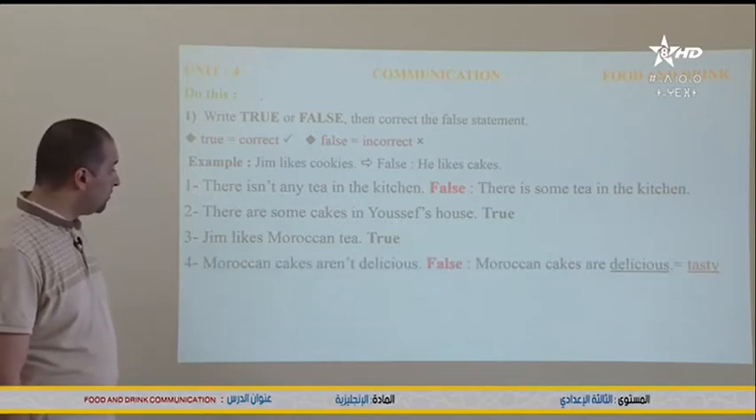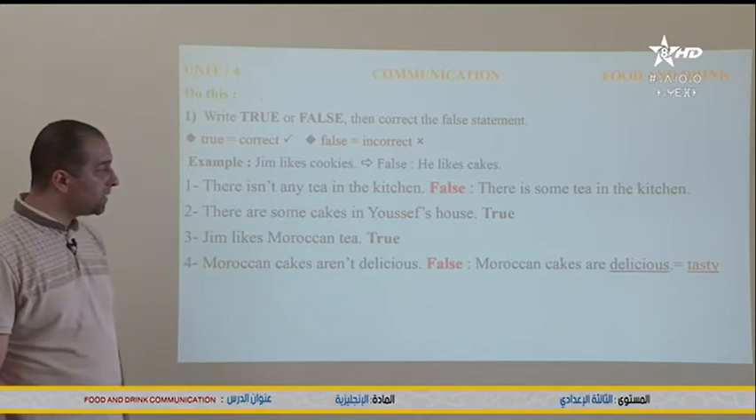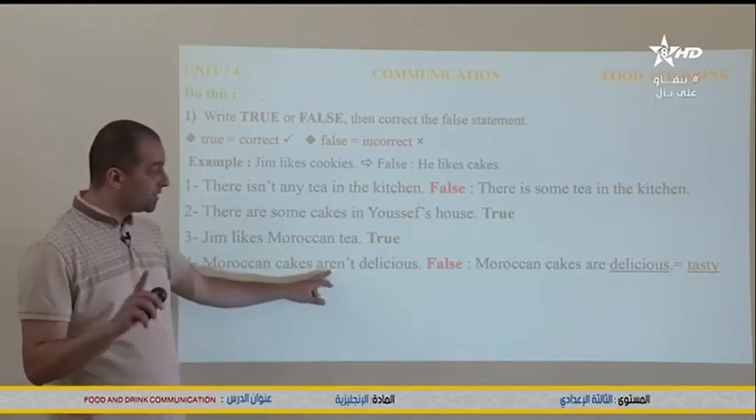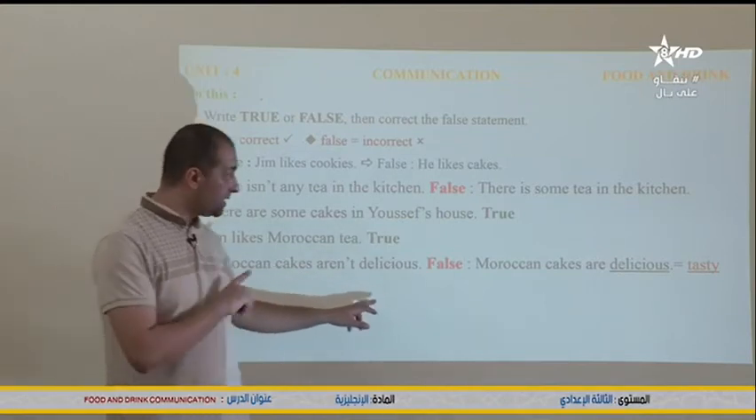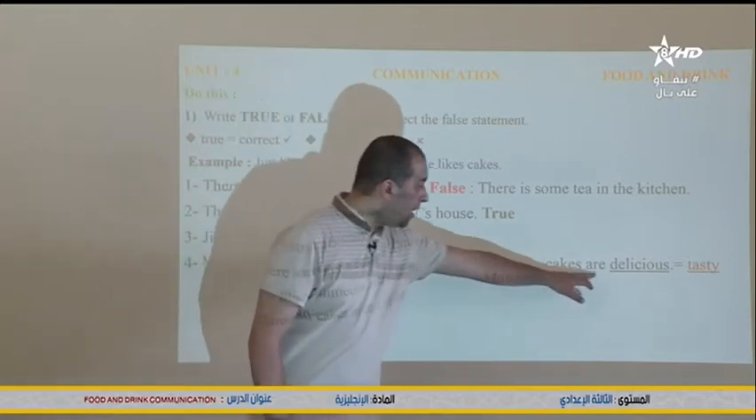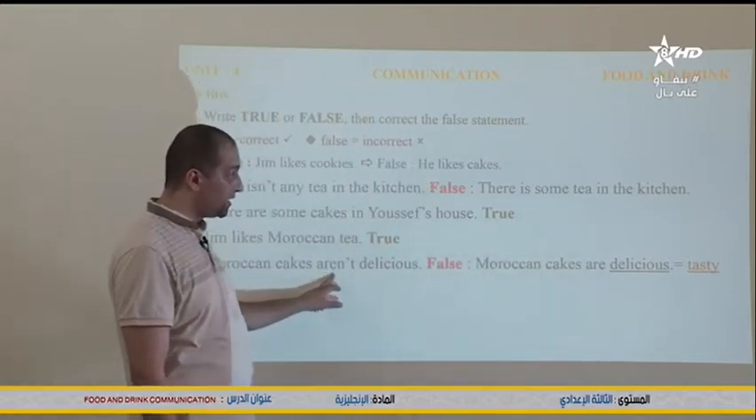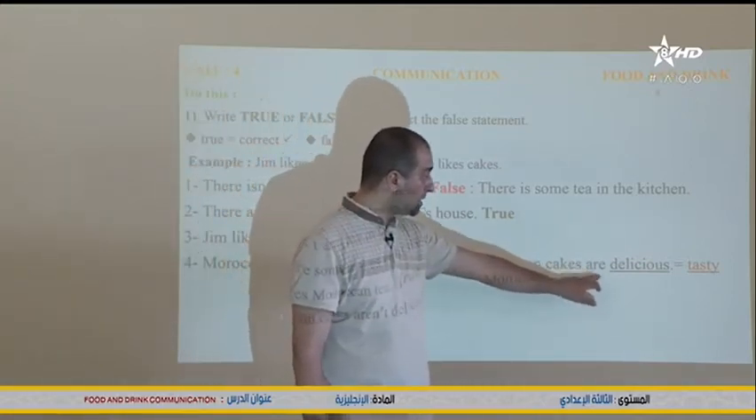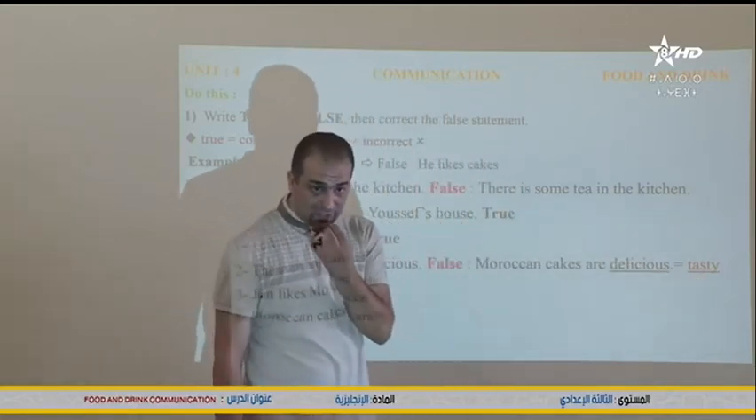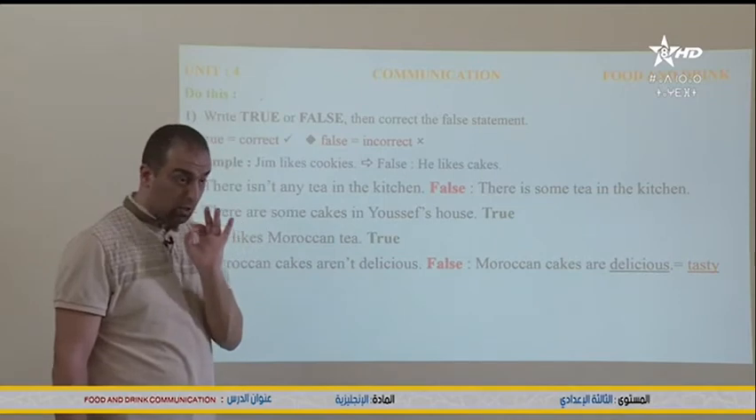4. Moroccan cakes aren't delicious. Here you have the negative form, aren't. But in the text, it's the opposite. So that's false. Moroccan cakes are delicious. We change the negative into the affirmative. Delicious means tasty. Something when you eat it or you taste it, it's good.